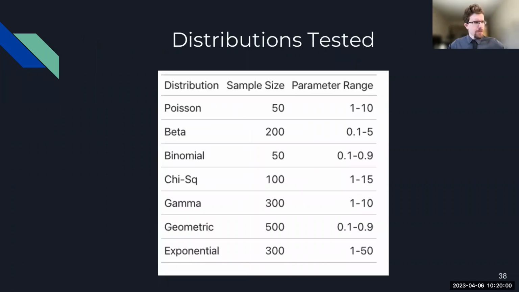So we tested 7 distributions: the Poisson, the beta, the binomial, the chi-squared, gamma, geometric, and exponential. And we tested them at these sample sizes and these parameter ranges. Now, note for gamma and beta, those are 2 parameter models. They were tested over this range for both parameters, so it's even. So for beta, alpha and beta were both 0.1 to 5.